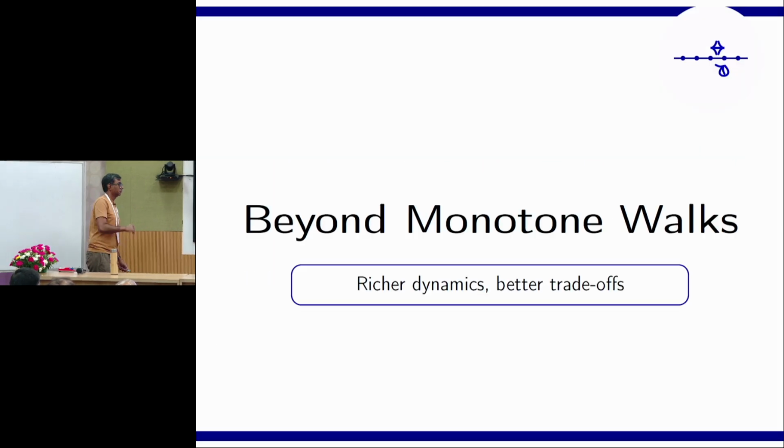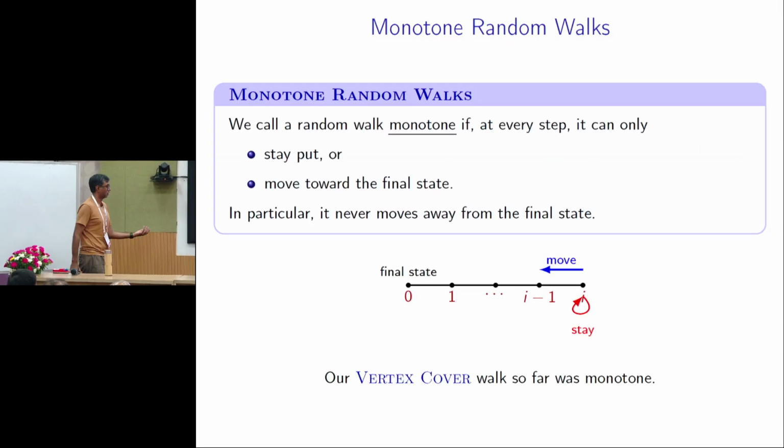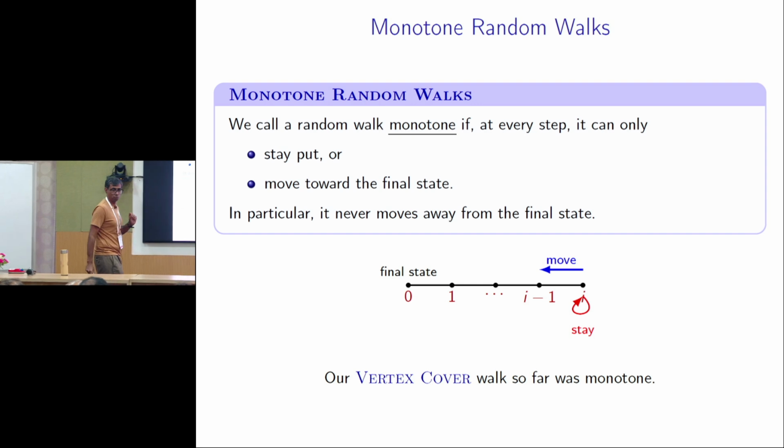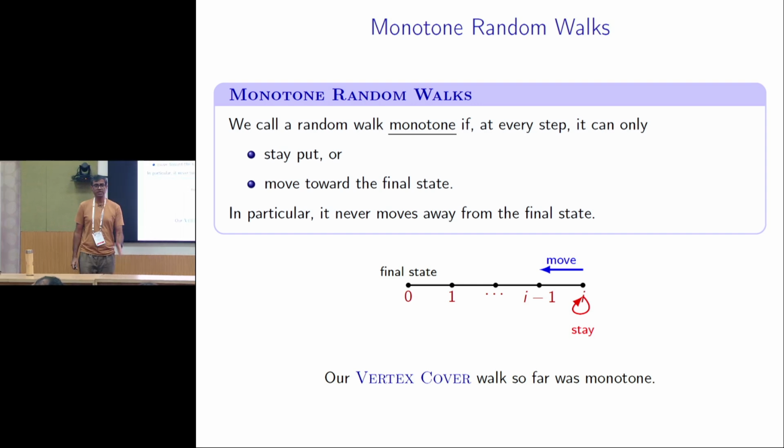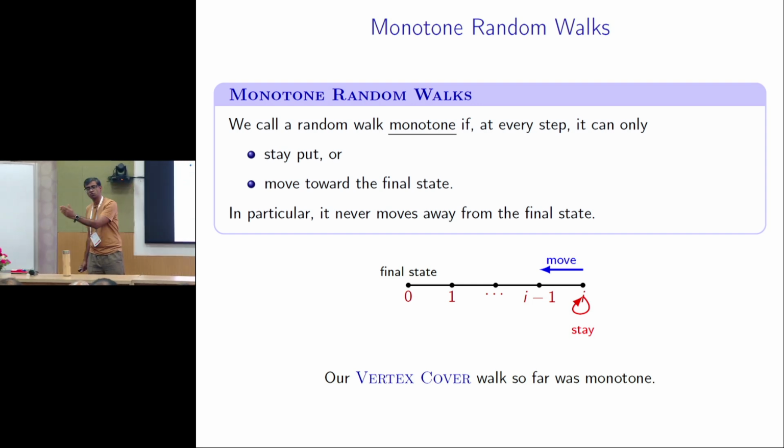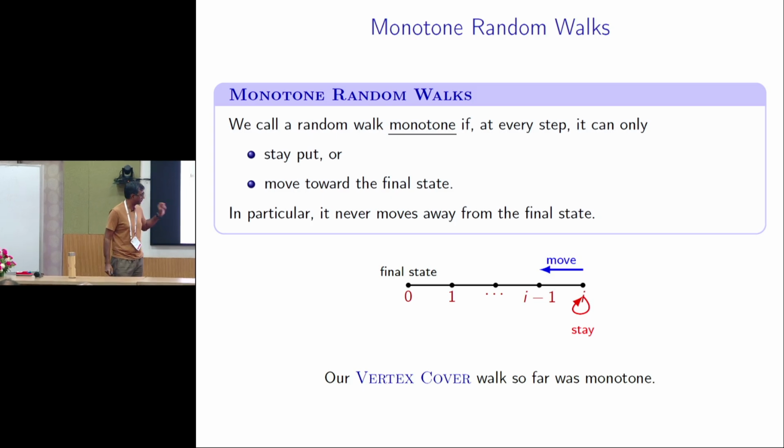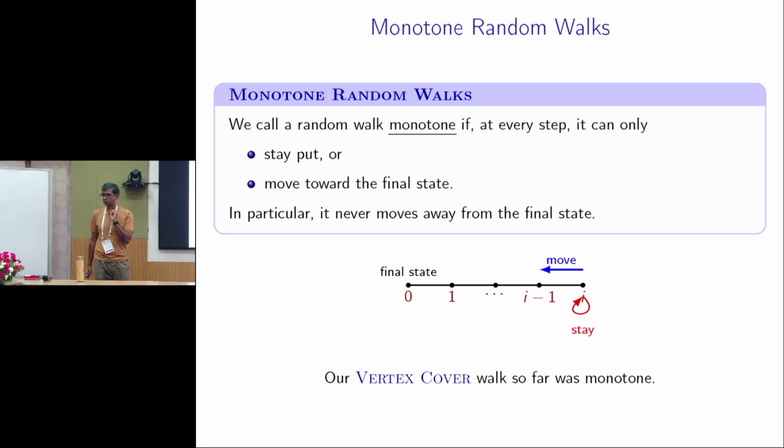Okay, so that was what I mean by monotone walk. I call a walk monotone if at every step, either you stay put or you go towards your target. So the vertex cover walk was so far monotone.